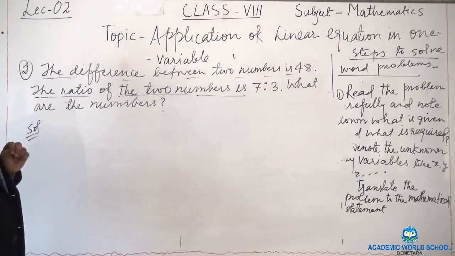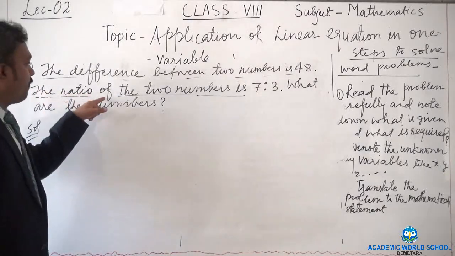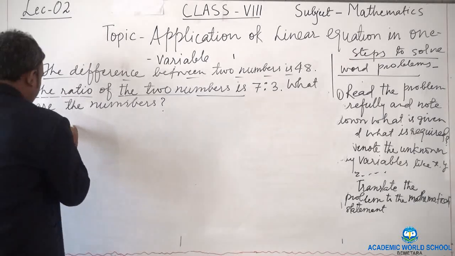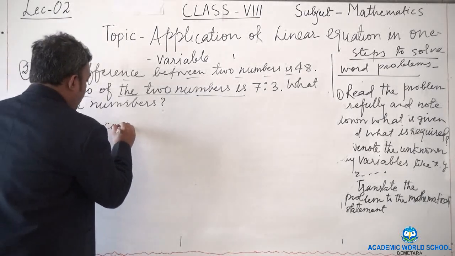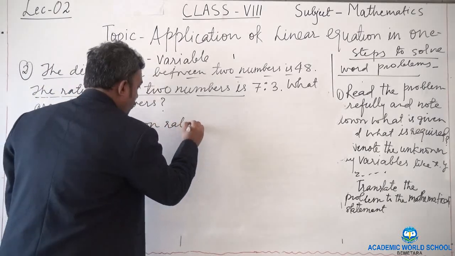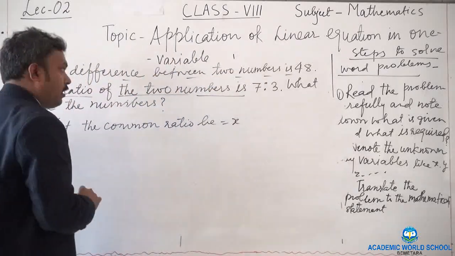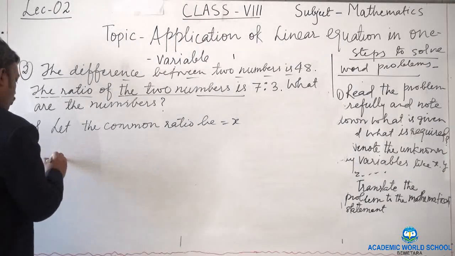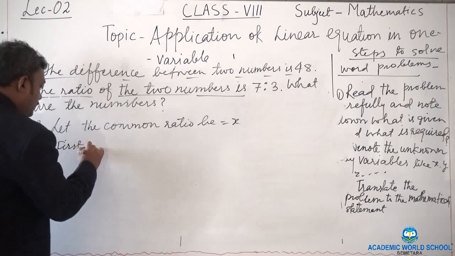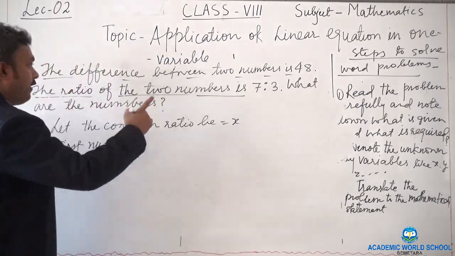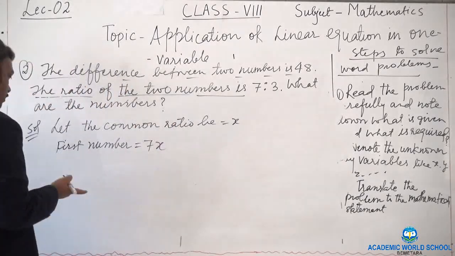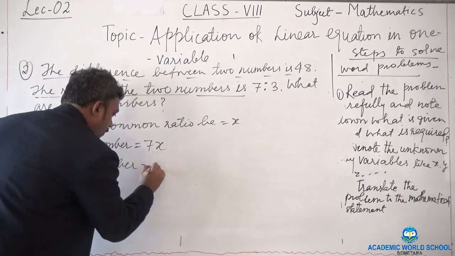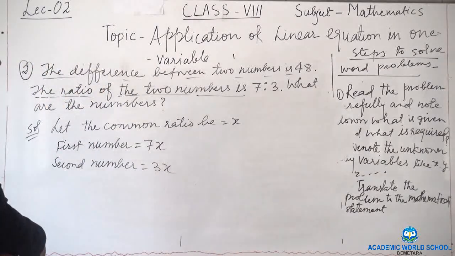Okay. So first let us write a mathematical statement with the help of this sentence. So let the common ratio be x. Means the common ratio of the two numbers is x. Now the first number will be what? 7x, right? And then the second number will be 3x, right? Now we got the mathematical statement here.